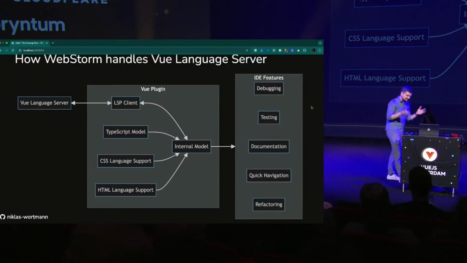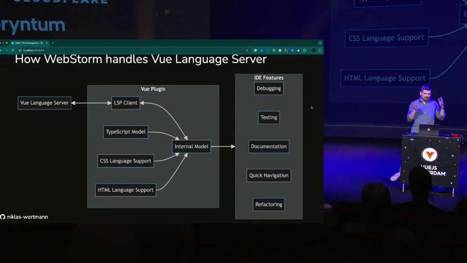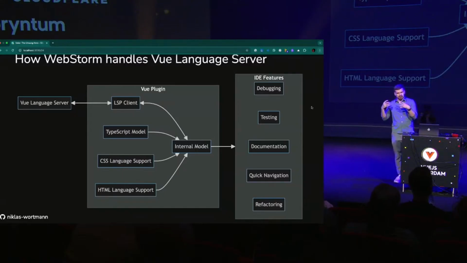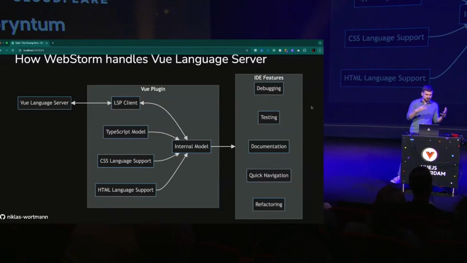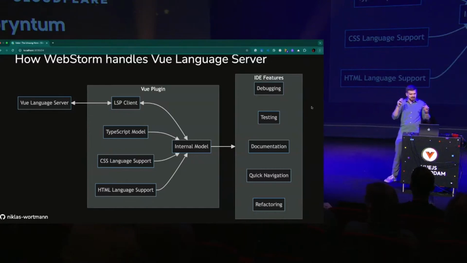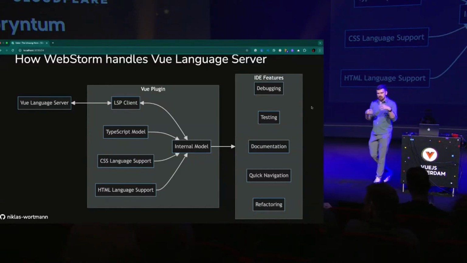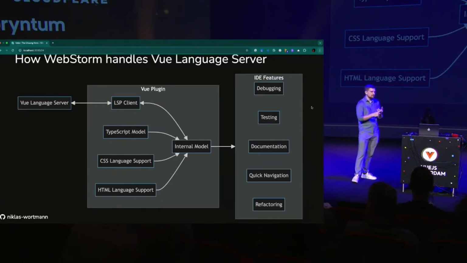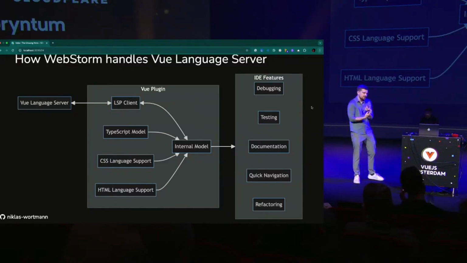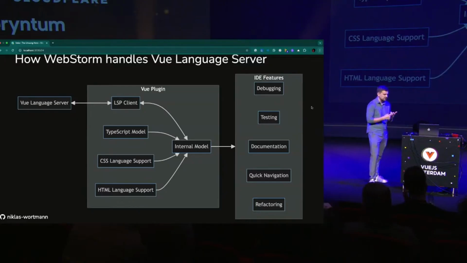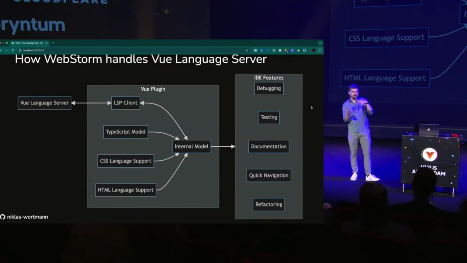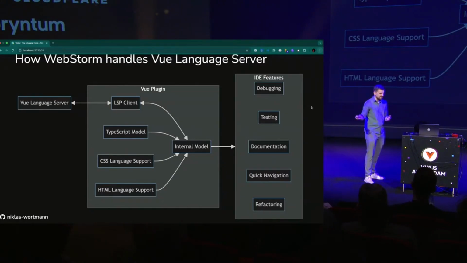So the way we use the language server in WebStorm: in our Vue plugin, we use our LSP client. WebStorm has a platform plugin API for LSP clients, and there we use the language server. The thing that we now do is we feed that information into our internal model. We still do native AST parsing of the single file component, because we still implement syntax highlighting, for instance, ourselves. So all those things get fed into our internal model that then at the end powers existing features that we have for debugging, testing, documentation.